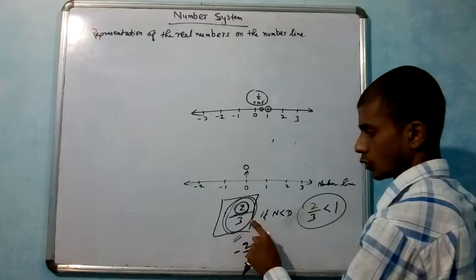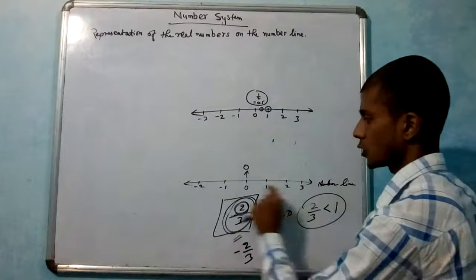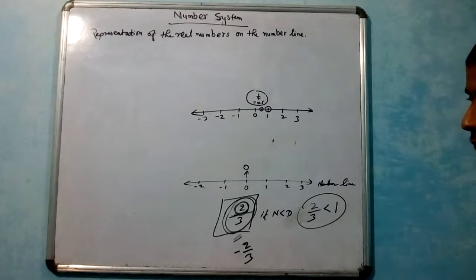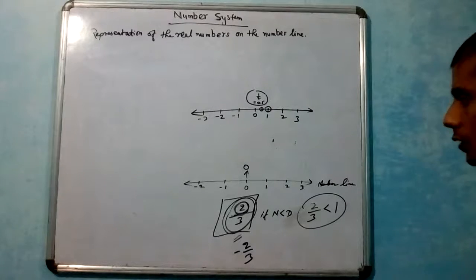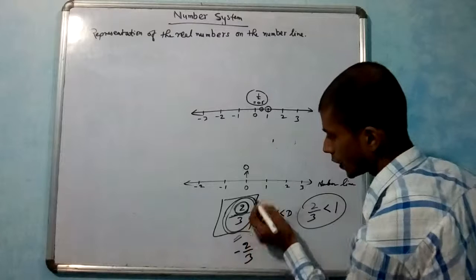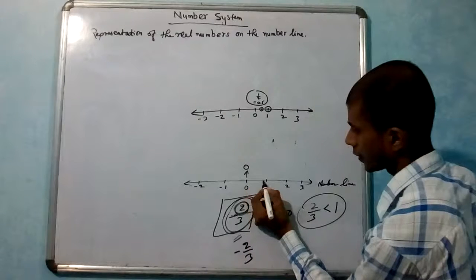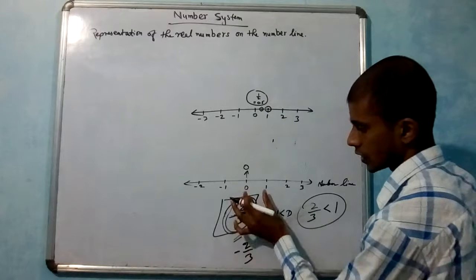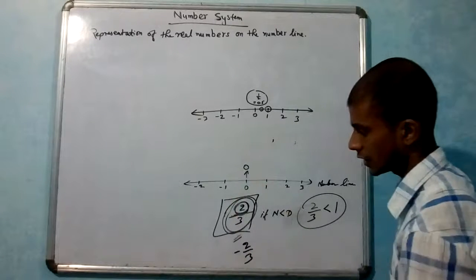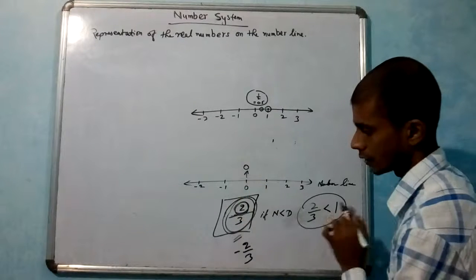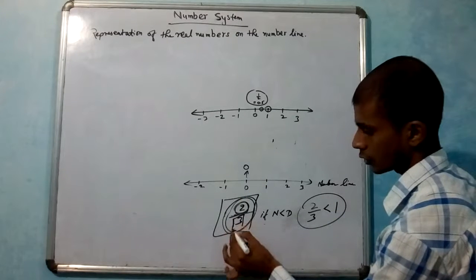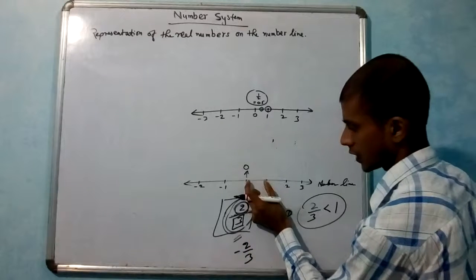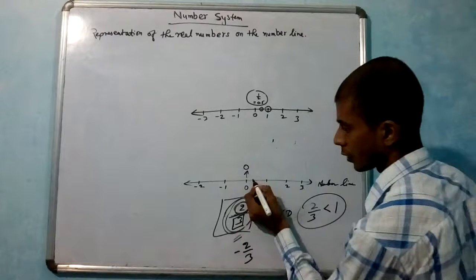First thing we understood where this 2 by 3 is going to lie, between these two numbers. Which two numbers? Okay, 0 and 1. Now where will it lie between 0 and 1? Here we don't know, so there is a process. One thing is clear, that it is going to lie between 0 and 1. Second thing, at which point it will lie. So we will see the denominator. What is the denominator? 3. So we will divide this distance between 0 and 1 into 3 equal parts.